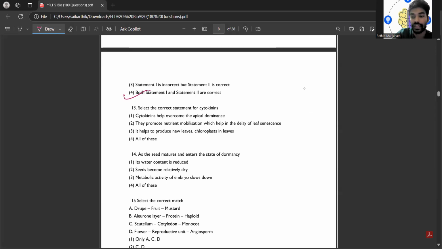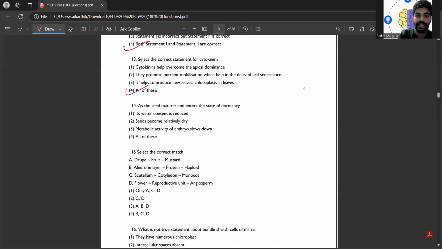So coming to the 113th question. So what is the 113th question? Select the correct statement of the cytokinins. So the correct statement of the cytokinins is first, the cytokinins help overcoming the apical dominance is correct, promote nutrient mobilization, which helps in the delay of leaf senescence is also correct, helps to produce new leaves. Chloroplast in leaves is also correct. So all of these are correct.